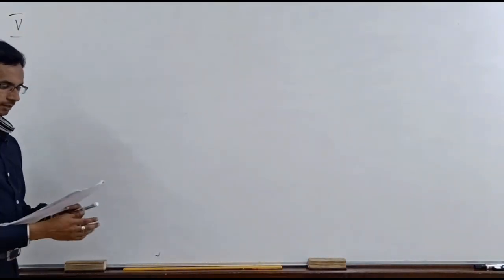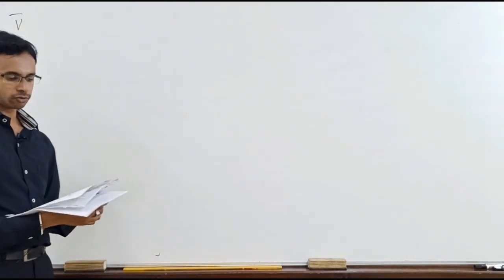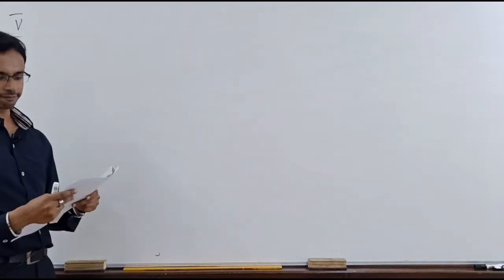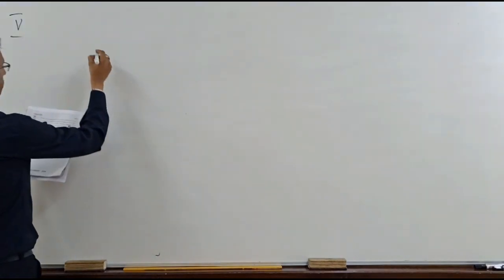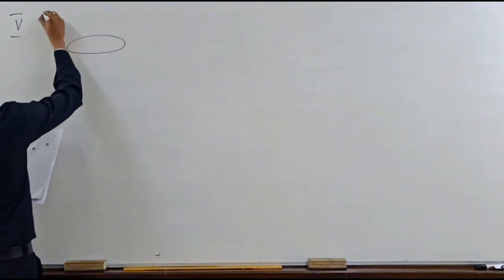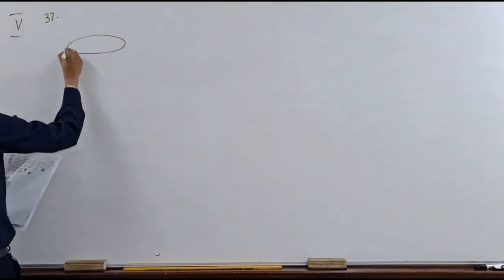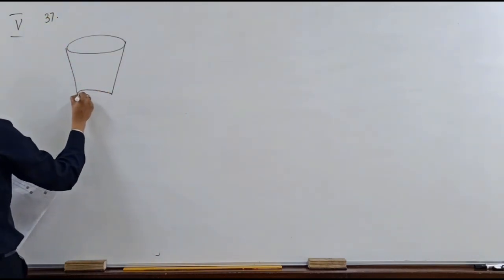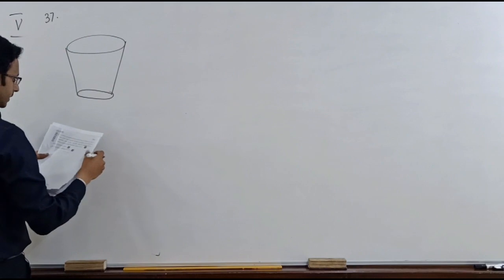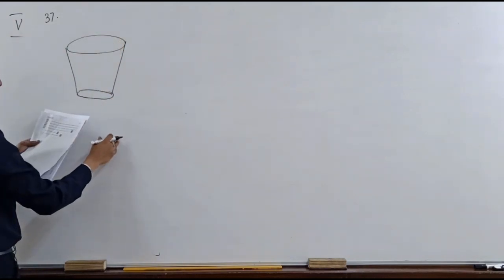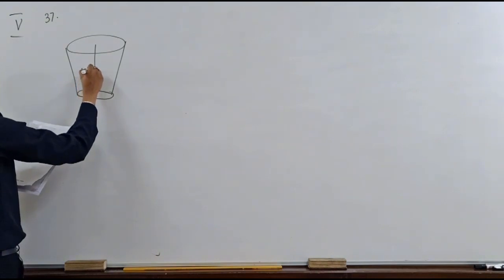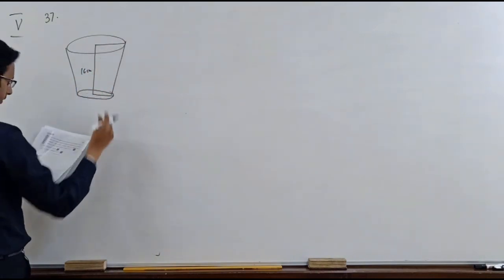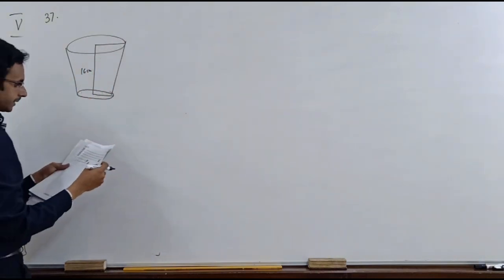What they have given is a container which is open at the top and is in the form of a frustum of a cone of height 16 centimeter. This is problem number 37. The container is in the shape of a frustum of a cone, it is open from the top, and its height is 16 centimeter. So this looks like a glass.